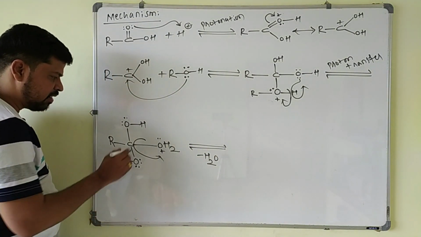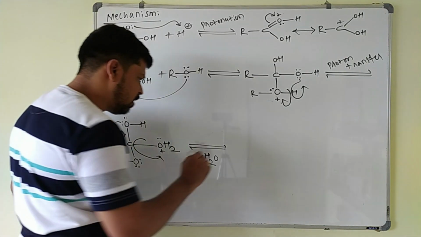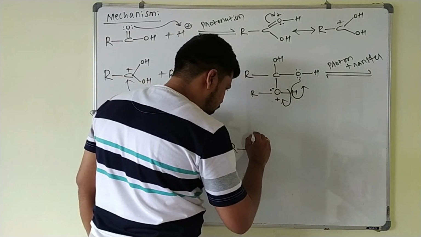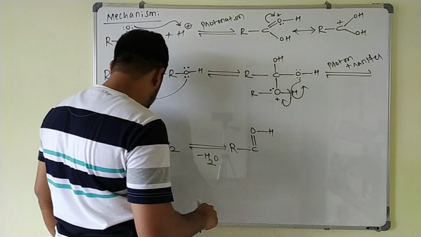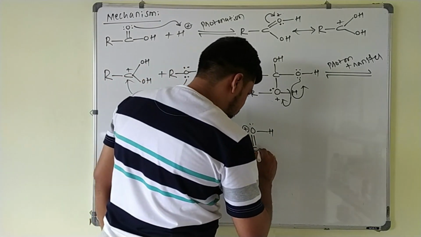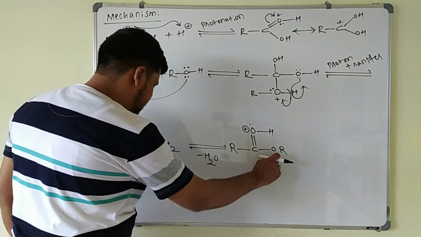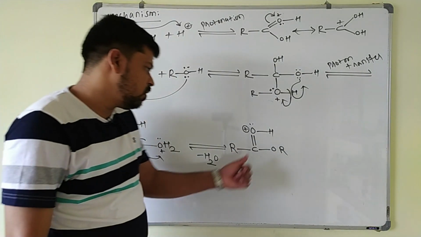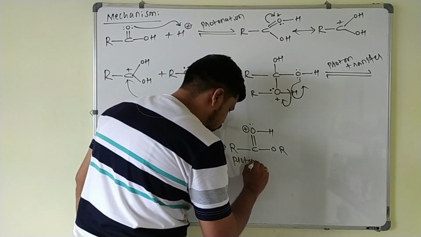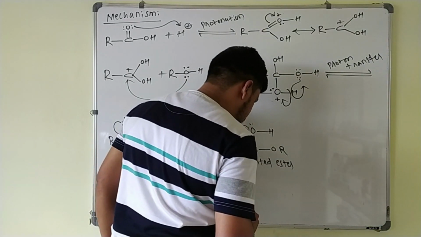Water molecule is eliminated. At the same time these lone pairs of electrons are transferred to this carbon atom. So what will be the product now: R C, double bond oxygen H, and this lone pair of electrons as it is, and here we will get a positive charge, and it is connected to one alkoxy group. This carbon is connected to one alkoxy group as it is, and this water molecule is eliminated. So this is your protonated ester. First there is a formation of protonated ester.